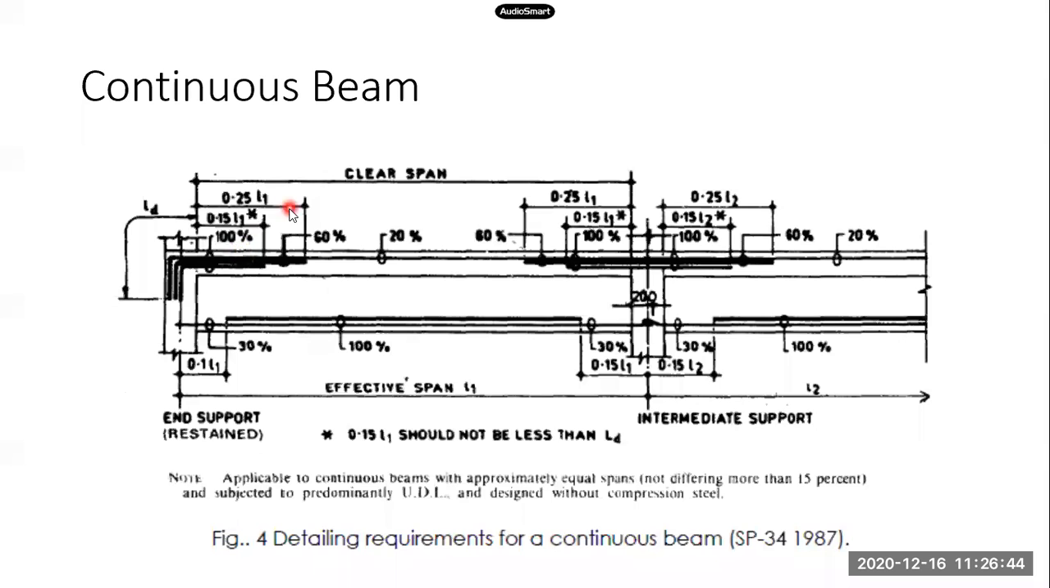You need to remember these things: bottom, top, curtailment points. How much is the percentage of curtailment? That should be there in your mind. So this is the curtailment.